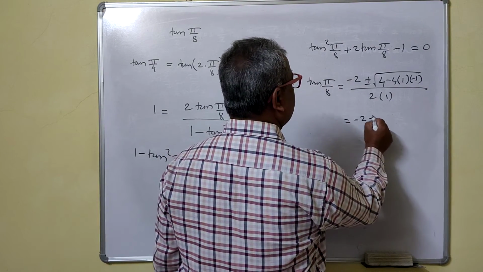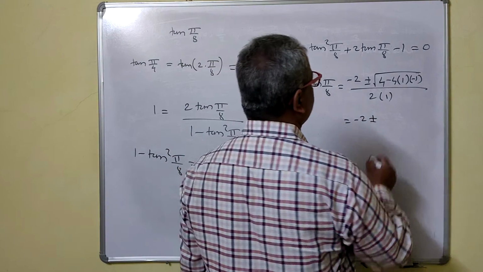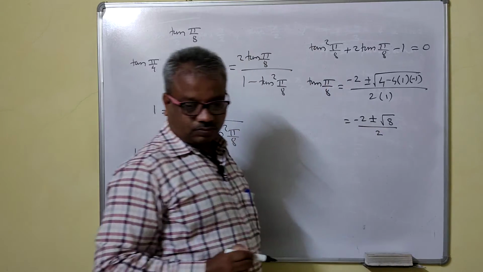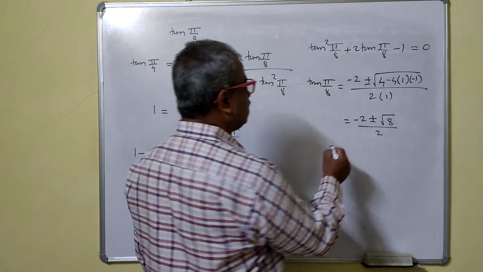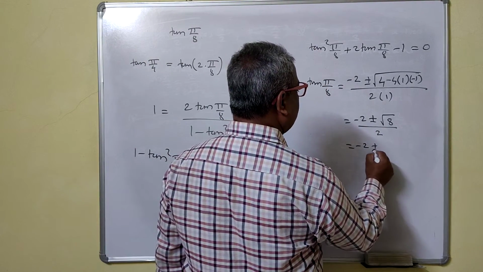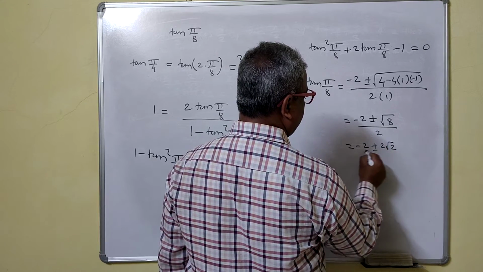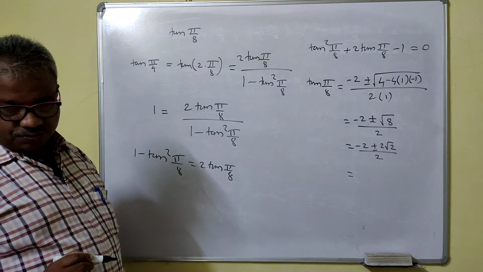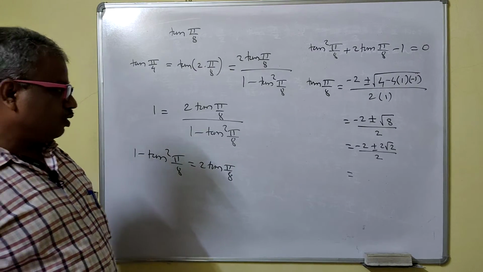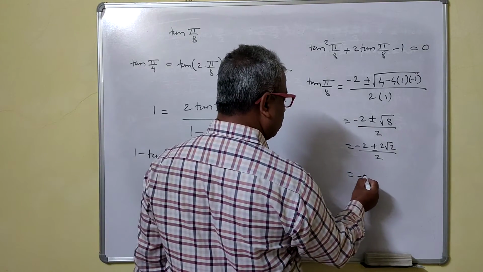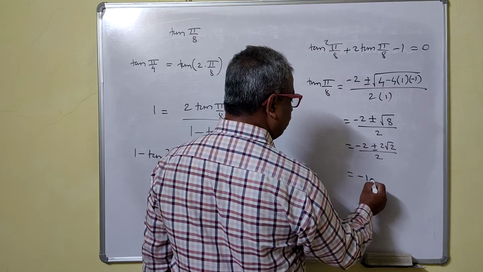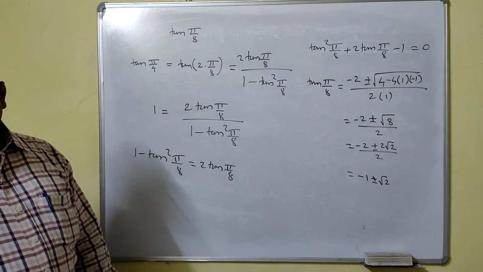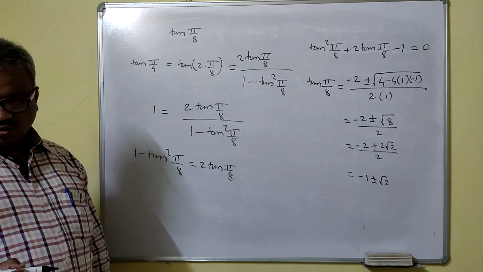So this is minus 2 plus or minus root 8 upon 2 now. But how can we write this 8? This is minus 2 plus or minus 2 root 2 upon 2. So this is minus 1 plus or minus root 2.